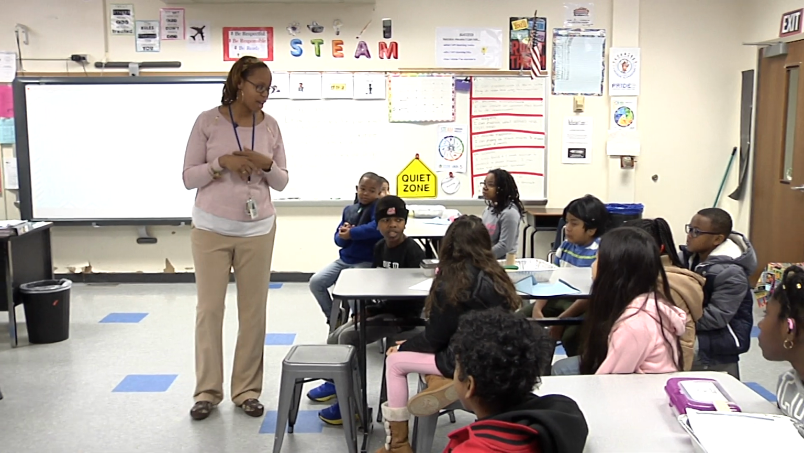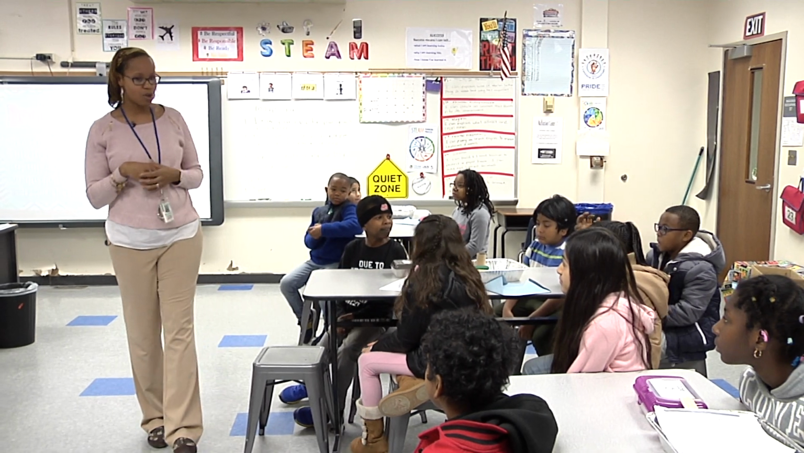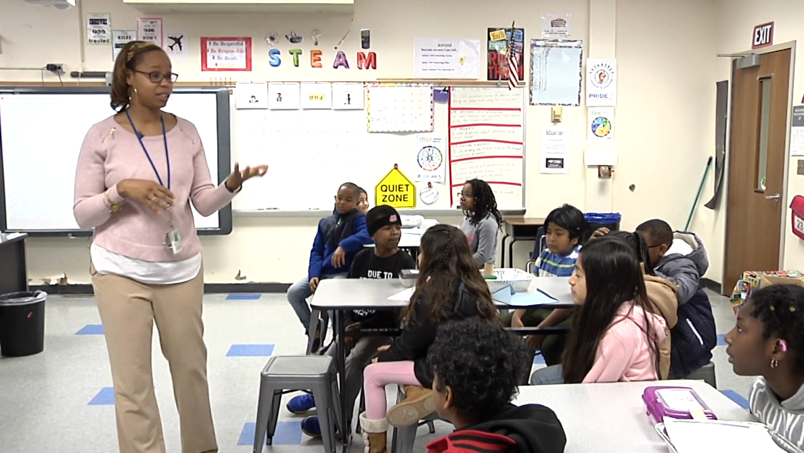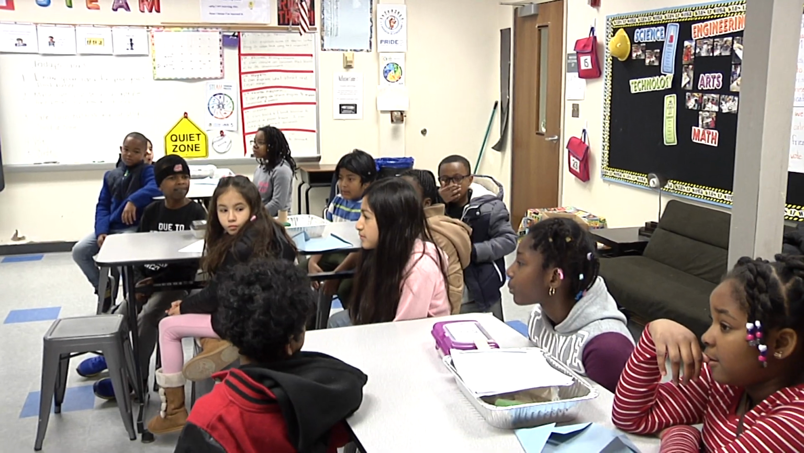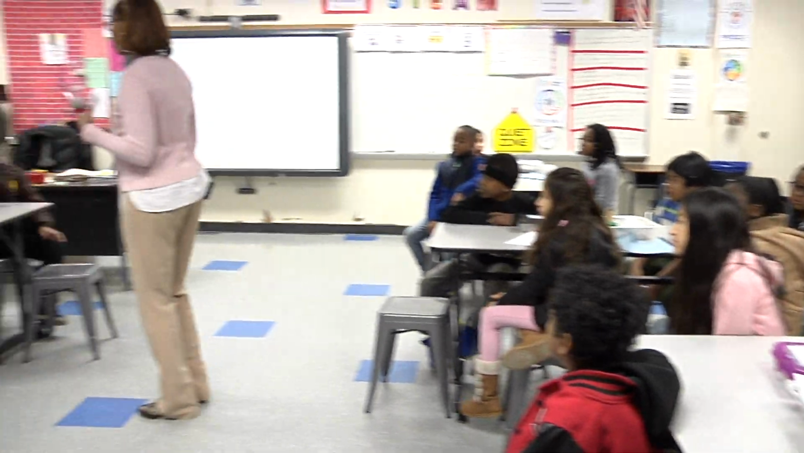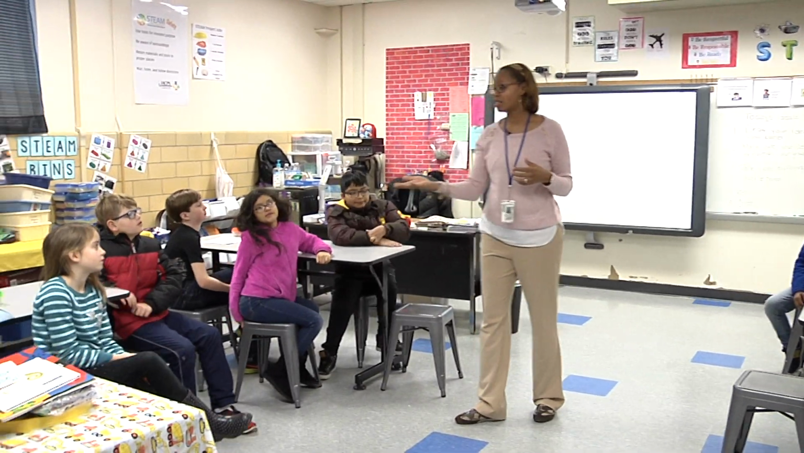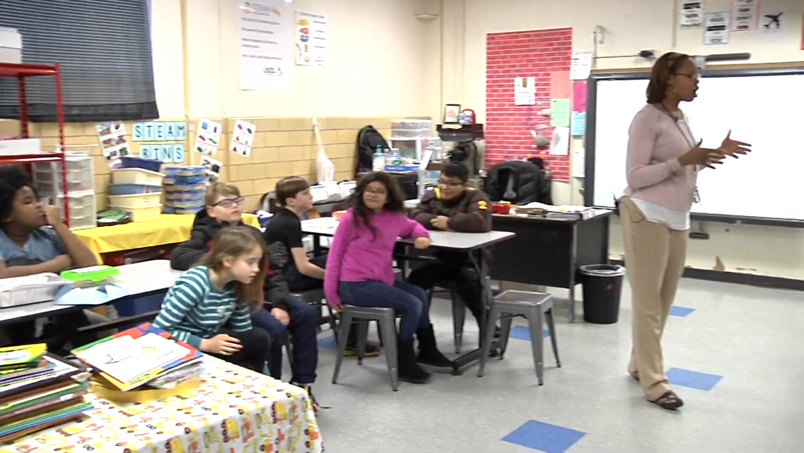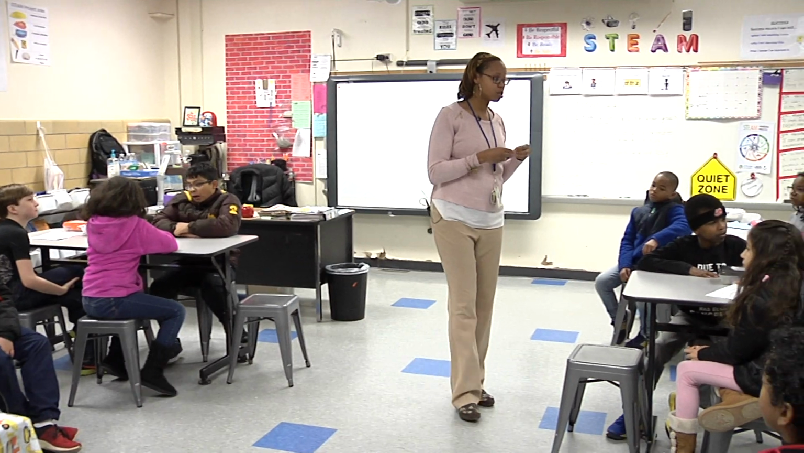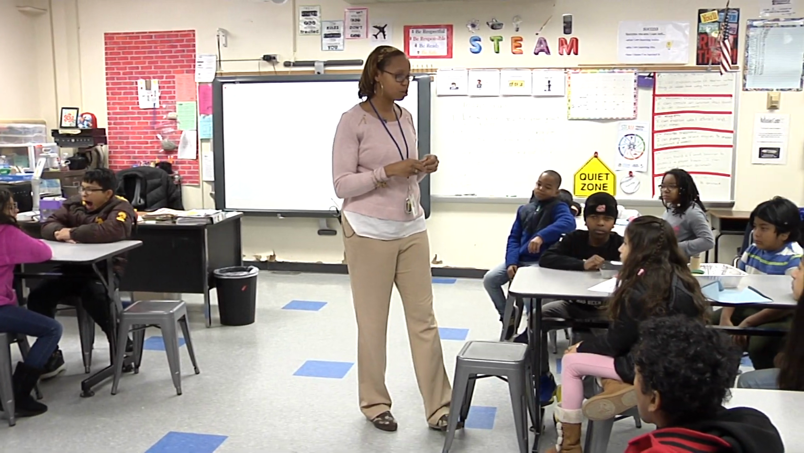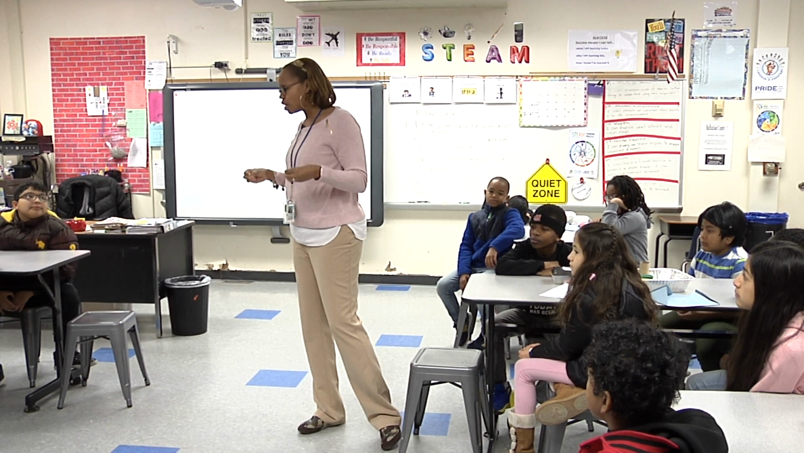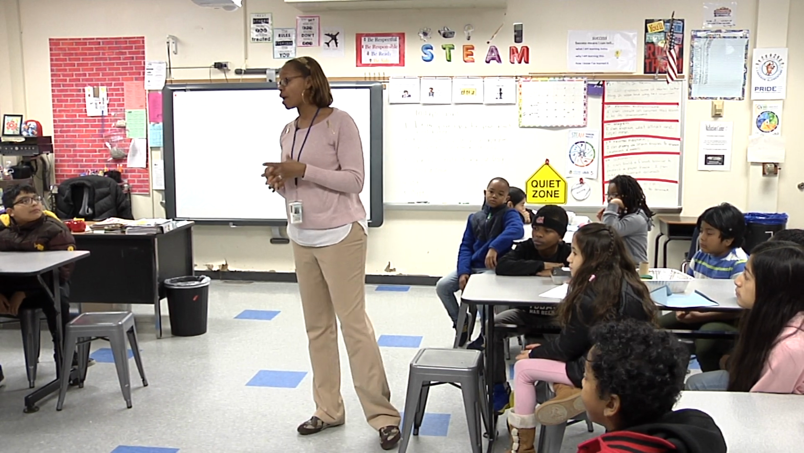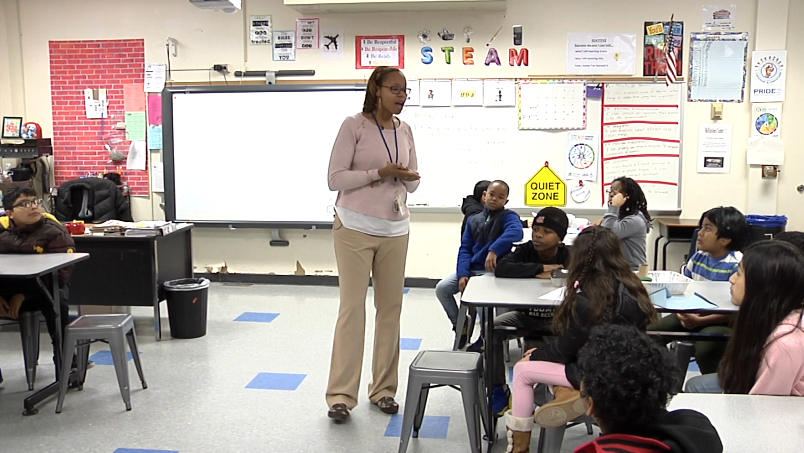Table two, what do you guys have? Sponges. So you have to protect your home with sponges. Table three? Paper towels. Table four? Foam sponges. And table five? Cloth. And you have cloth. Now guys, those materials are for you guys to use. Those absorbent materials are for you guys to use however you need them. So if you need to cut them, if you need to stretch them out, you may do so, okay?